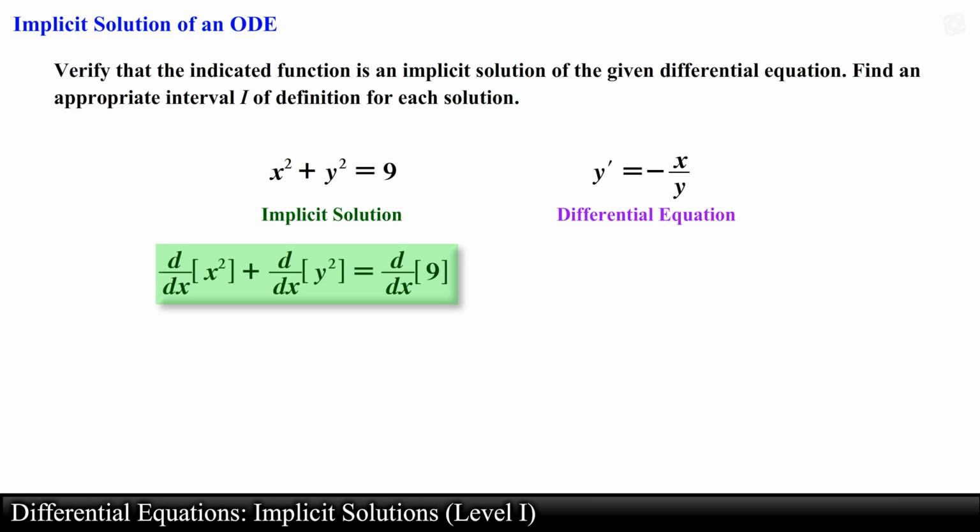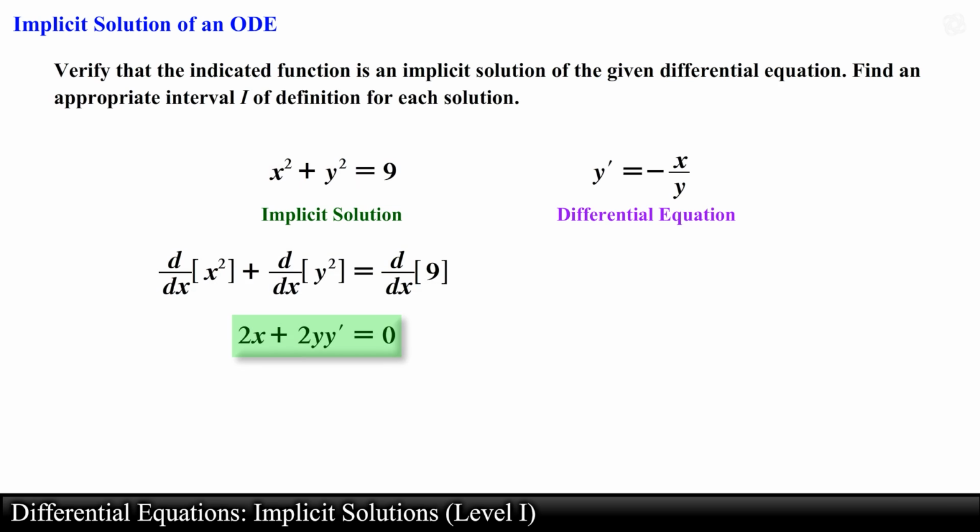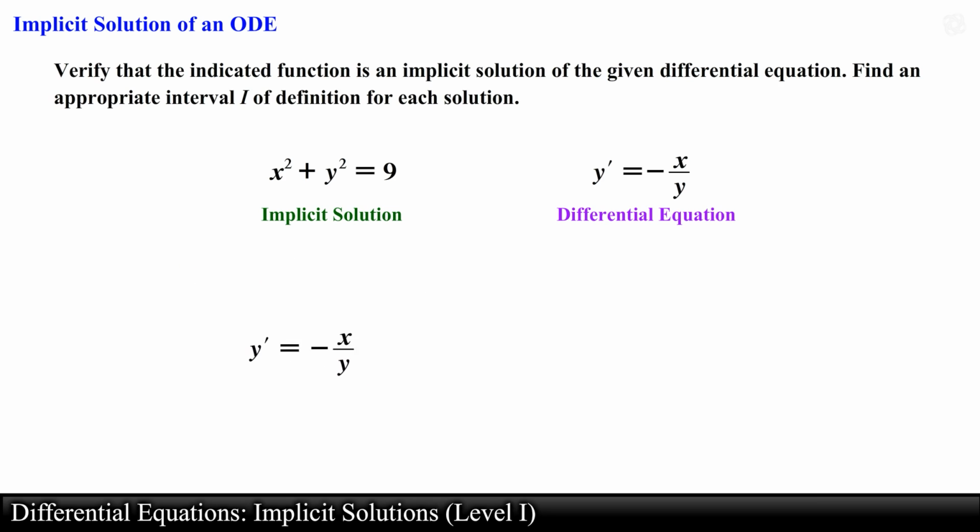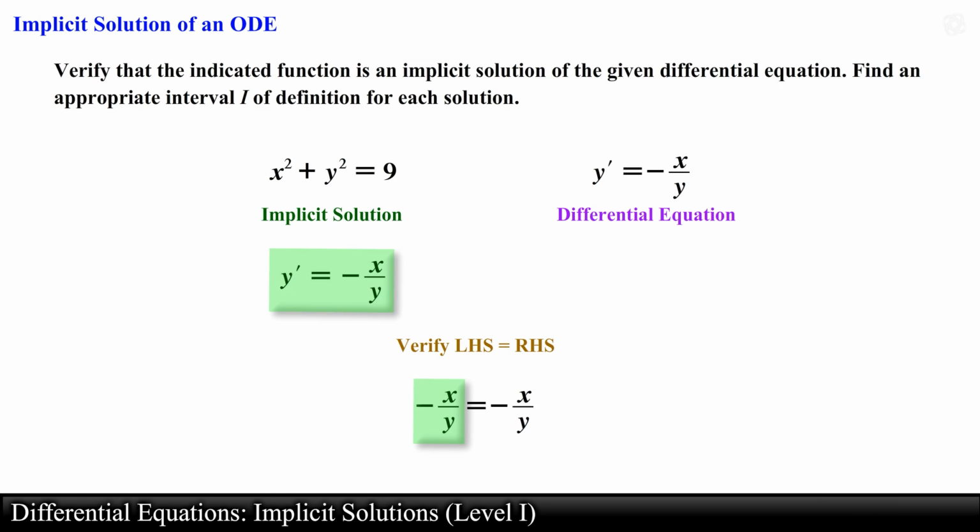All right, taking the derivative of this function implicitly with respect to x, we obtain the following expression. Now, if we were to solve for y prime, we would obtain the following. Simplifying the expression, we see that y prime is equal to negative x over y. If we substitute y prime into the differential equation, we see that both the left and right-hand side match. Hence, this implicit function is a solution to the differential equation.